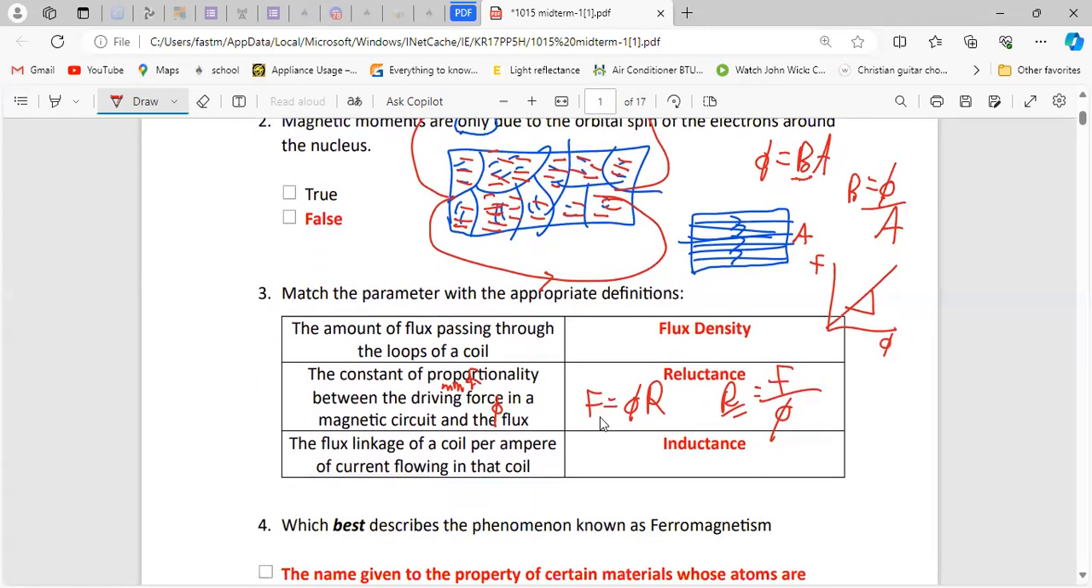Right, and the flux linkage in a coil per ampere of current flow, that's inductance. I think L is for inductance, lambda and I. So this is the equation for inductance. This here is the flux linkage, all this is in the formula sheet, and I is the current. So the flux linkage per ampere of current, that is inductance.